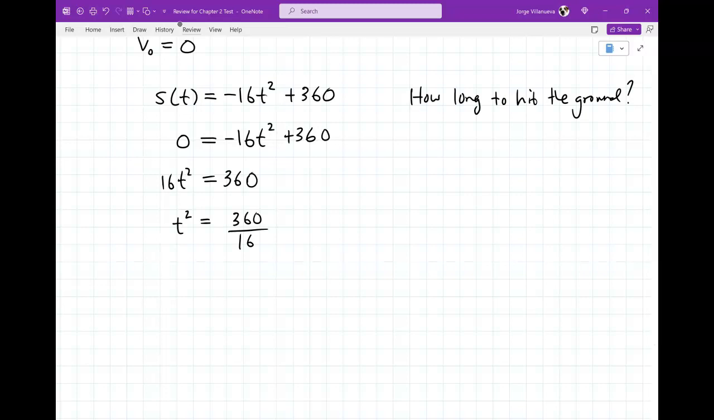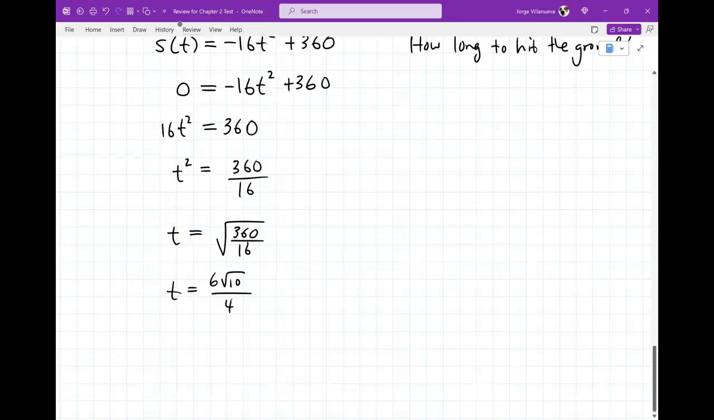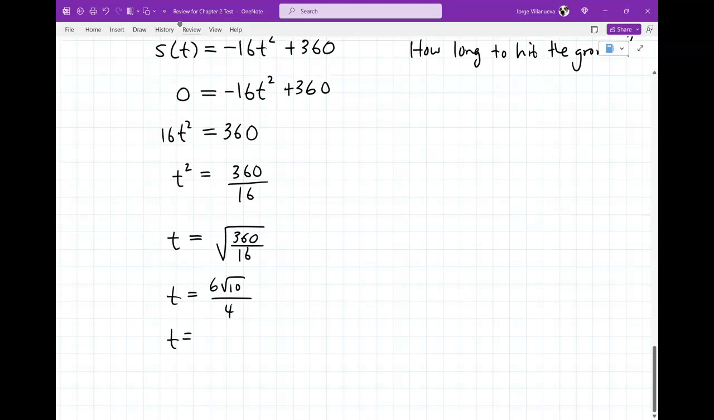And then take the derivative of it. I'm sorry, not derivative, square root. So we're going to take the square root. But notice when I take the square root, I'm not going to do plus or minus because time can't be negative. So this will be the square root of 360 over 16. I don't have my calculator with me, so this is a 4. It's 36 times 10, that's 6 radical 10. So t is equal to 3 radical 10 over 2, which I'm sure is an amazing number.